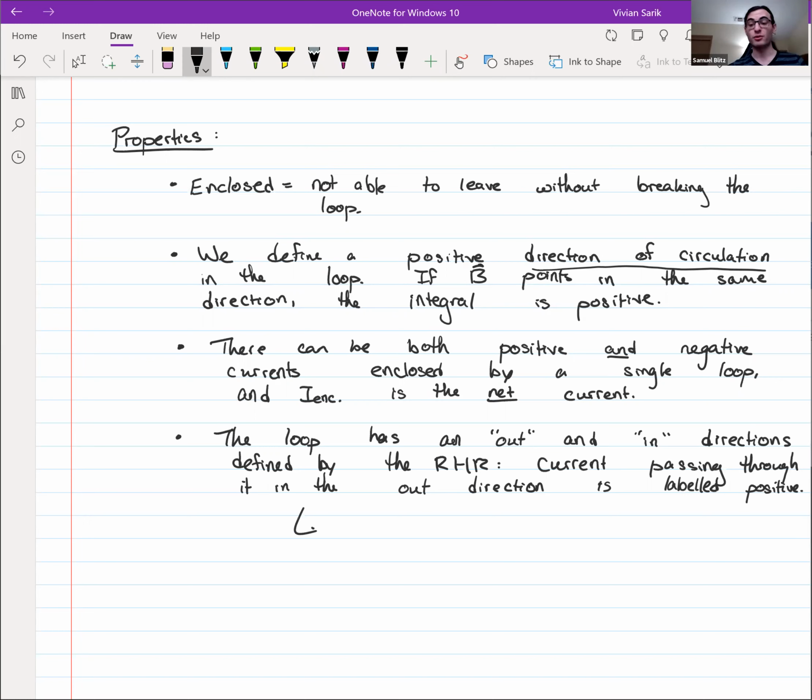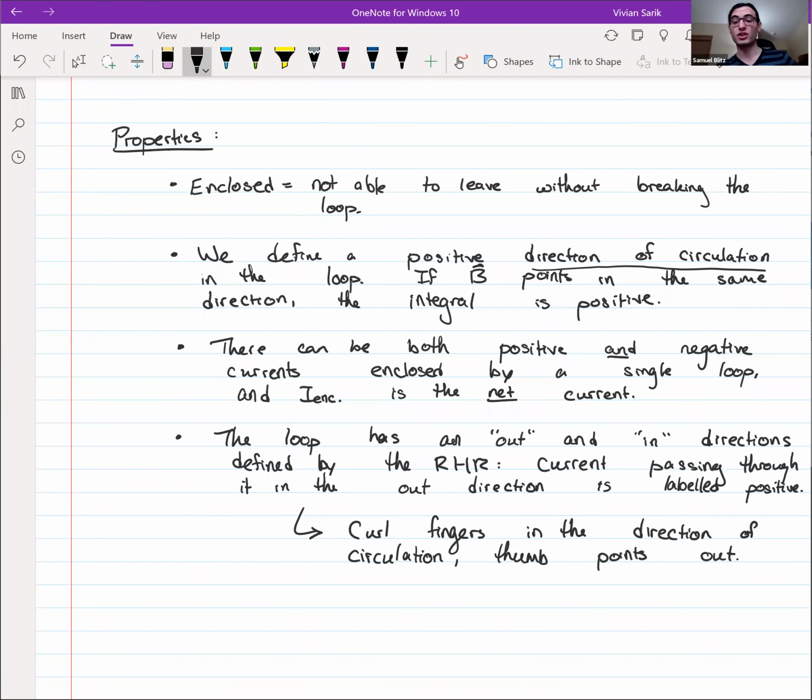The way to figure this out from the right-hand rule is you just curl your fingers in the direction of circulation, that we established that you have to just choose. And then the thumb points out. So you choose the direction of circulation, but that affects how you calculate the current. So nothing goes wrong here.